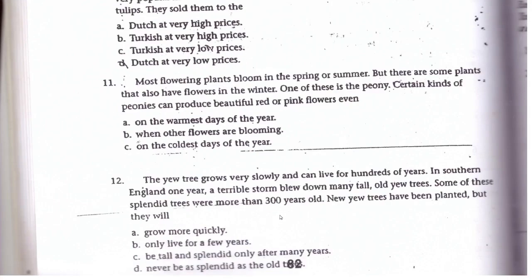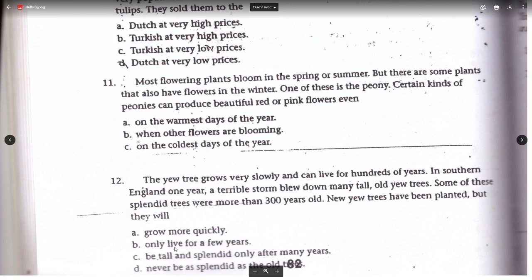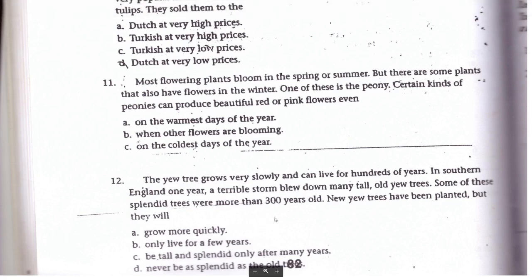The yew tree grows very slowly and can live for hundreds of years. In southern England, one year, a terrible storm blew down many tall, old yew trees. Some of these slender trees were more than 300 years old. New trees have been planted, but they will never be as splendid as the old.